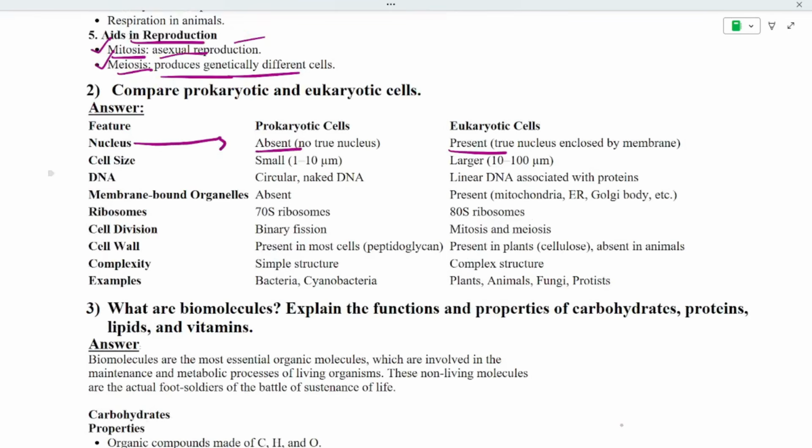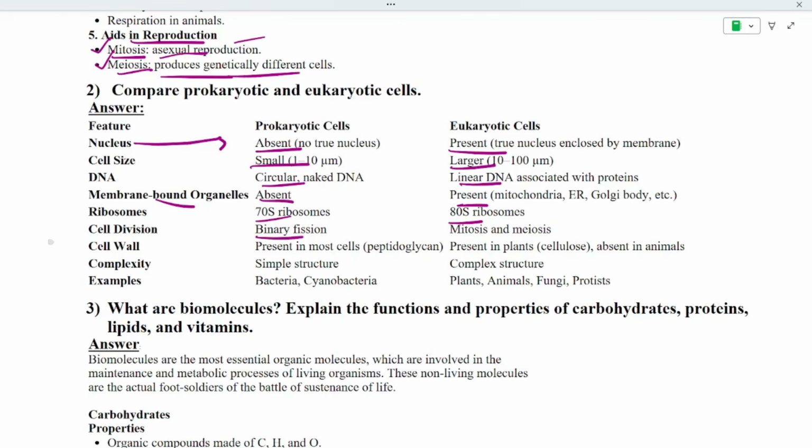Okay, next is cell size: it is small in prokaryotic cells and large in eukaryotic cells. Next is DNA: that is circular here and linear here. And membrane-bound organelles, that is mitochondria and all, are absent in the prokaryotic cell. They are present in the eukaryotic cell. And ribosome is 70S here and 80S here.